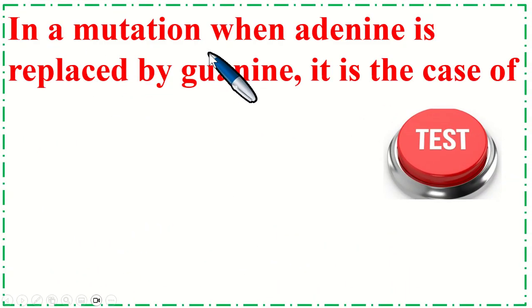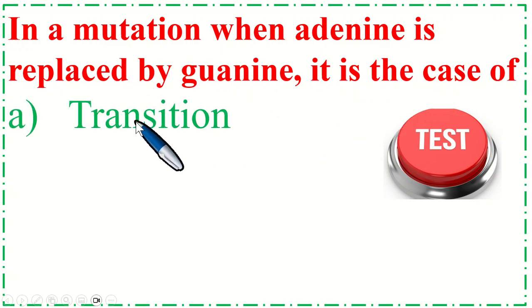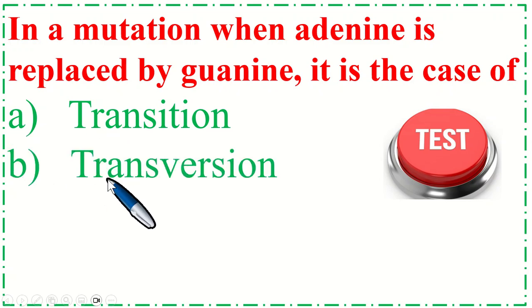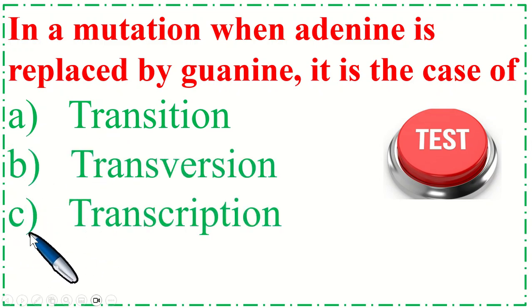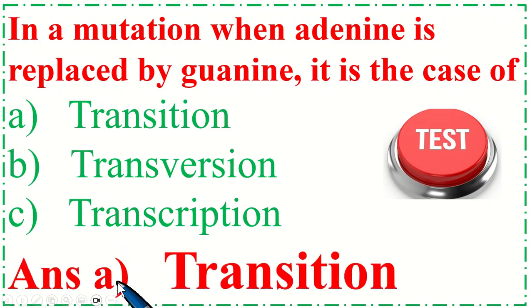In a mutation, when adenine is replaced by guanine, it is the case of option A transition, B transversion, option C transcription. Correct option is A, transition.